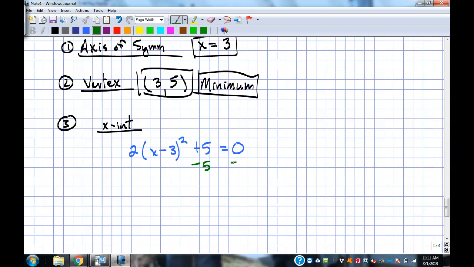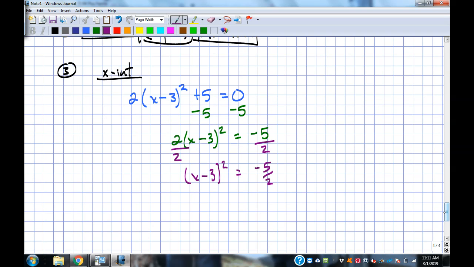So I'm going to subtract 5. And when I'm solving by square roots, what am I trying to get by itself first? The squared part. The squared part here is the parentheses. That's what I'm trying to get by itself. So I'm going to divide by the 2 now. So that gets me (x minus 3) squared is equal to negative 5 over 2. Then I want to undo the squared. How do I get rid of squared? Take the square roots.